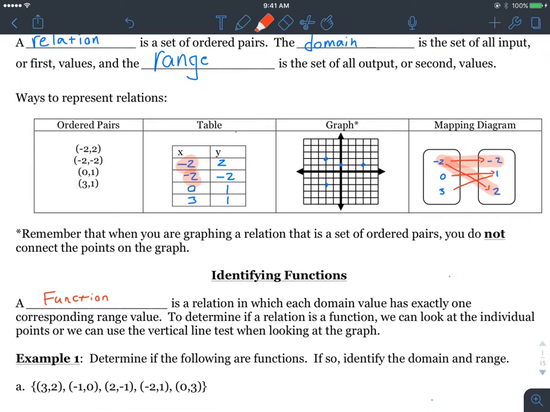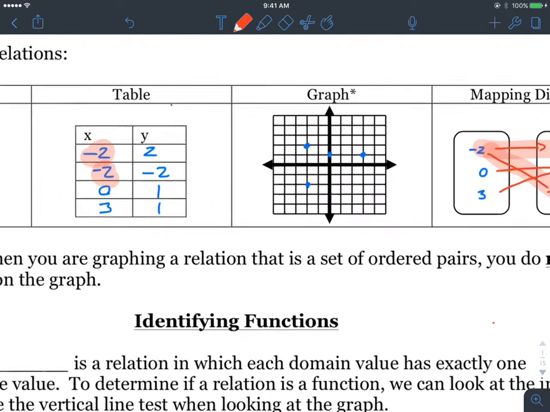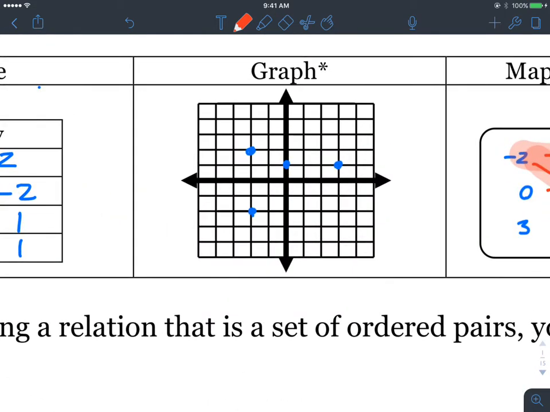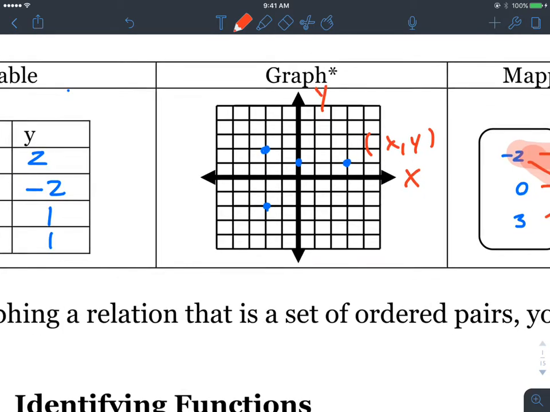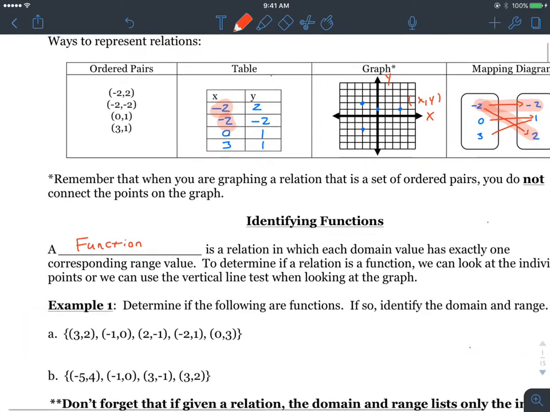So remember, when you're graphing a relation, that it is a set of ordered pairs. You do not need to connect the points on the graph. So a lot of people want to do that. And also keep in mind when you're plotting your points that the horizontal axis is your x-axis and the vertical axis is your y, and they're always written in the format x comma y. That'll help you graph those.